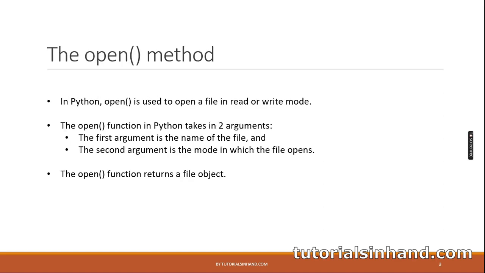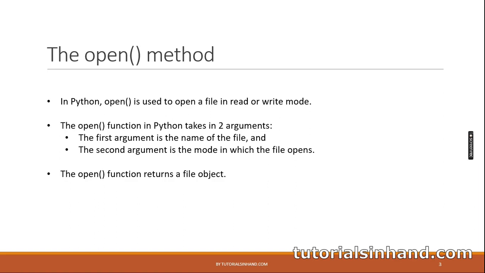The open method. In Python, open is used to open a file in read or write mode. This open method will help us to open a file and either read data from it or write data to it. And there may be a third scenario where you have to append to that file. That is, if that file already consists of some existing data, you have to add some more data into it.